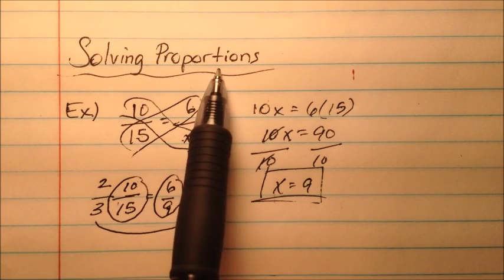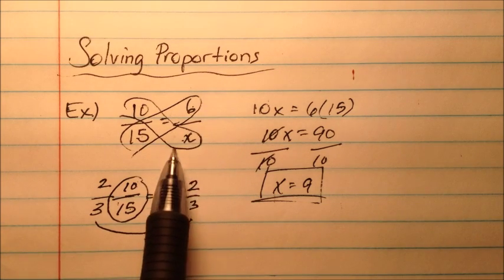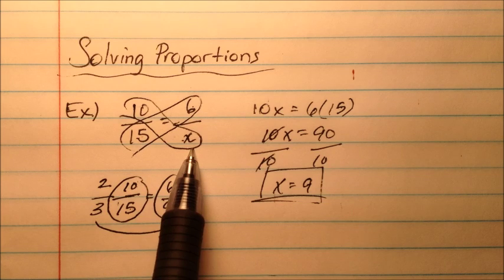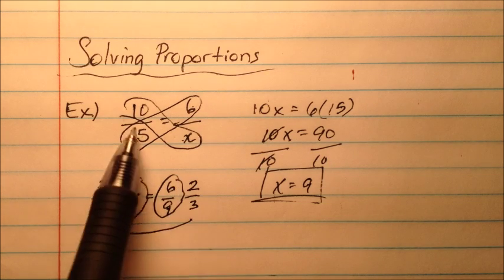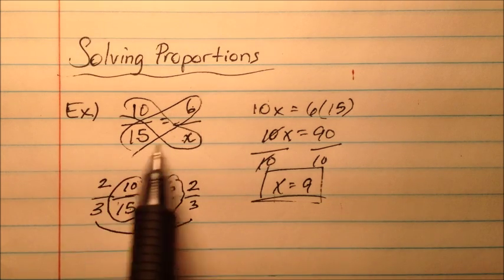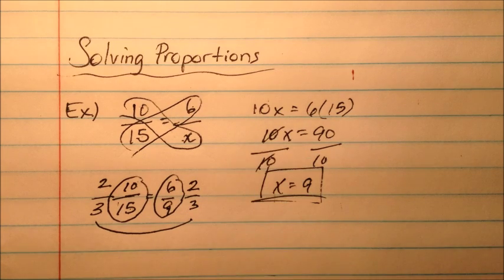So when we're trying to solve proportions, maybe it's pretty obvious what the value of x is going to be. Maybe it's not so obvious. But if you're unsure what it is, you can do cross products, set them equal to each other, and solve for your unknown value.